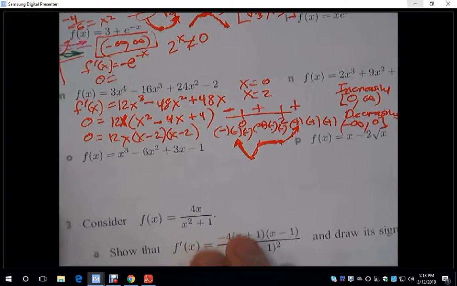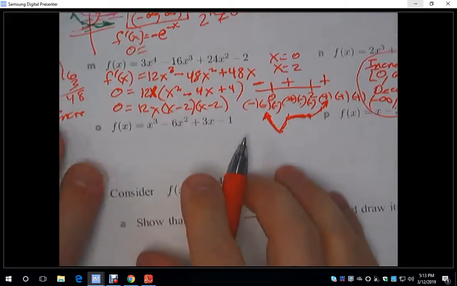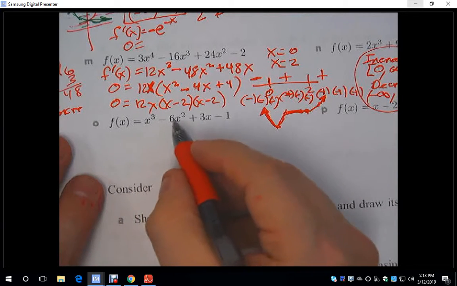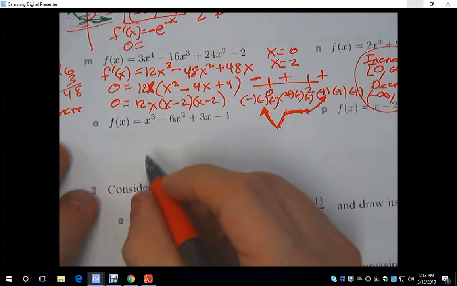Let's look at another one. Oh, this is our answer then. Let's look at the next one. So we have x cubed minus 6x squared plus 3x minus 1.